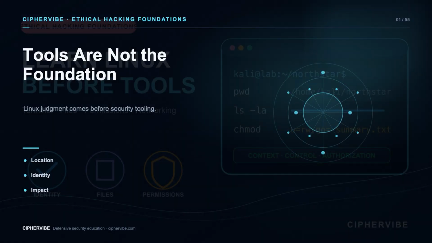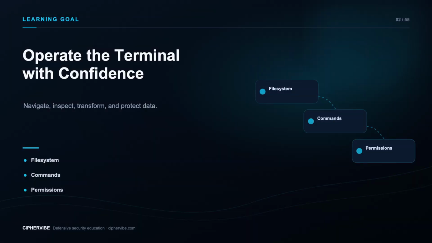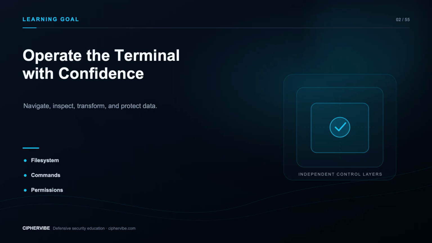Kali Linux can put hundreds of security tools on your screen, but tools do not make you an ethical hacker. If you cannot explain where you are, which user you are, what a command will change, or who can read a file, the terminal becomes a liability. Let's fix that foundation first. By the end, you will understand the terminal, Linux paths, common file commands, pipes and redirection, permissions, processes, basic network inspection, package updates, and a safe investigation workflow.